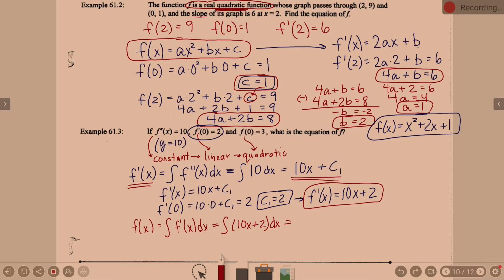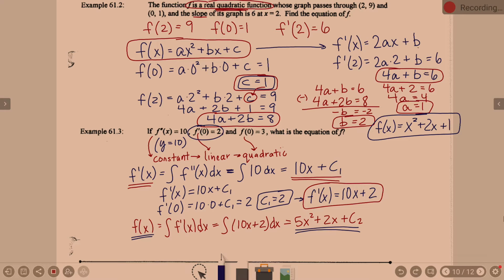What is the integral of 10x plus 2? Integral of 10x: add 1 to the power, which makes it x squared, and divide by that power, so 5x squared. Plus the integral of 2, which is 2x, plus c, and now you see why I'm using a different c. I'm saying plus c2. And here goes chemistry. It's carbon. Now, you guys know where we're going here, right? We just found that f of x is 5x squared plus 2x plus c2.